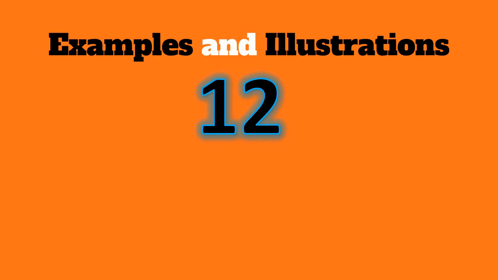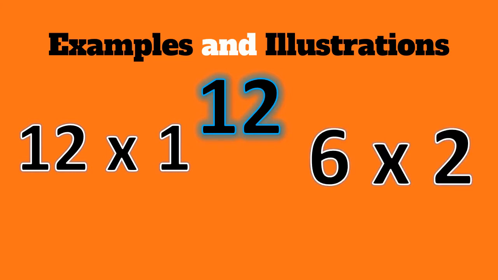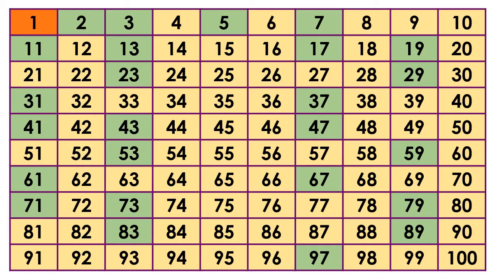Another is 12. Ang 12, ito yung mga factors niya. 12 times 1 is 12. 6 times 2 is also 12. And 3 times 4 is also 12. Daming factors, di ba? More than 2. We have 12, 6, 2, 3, 4, and 1. Yan ay composite number. No? Kung kanina yung prime number ay sarili lang at 1, sa composite, madami.